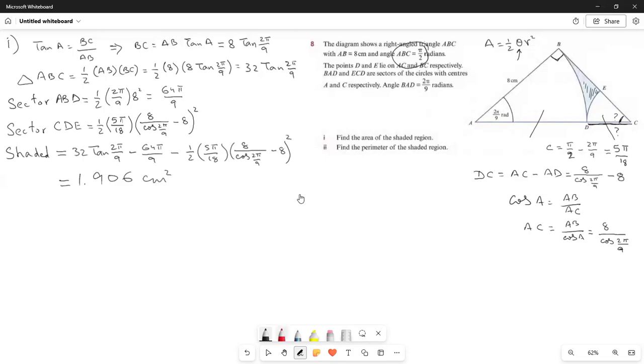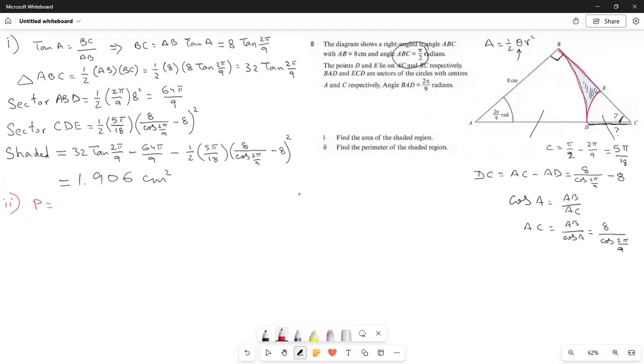Okay, now let me change the color. Okay, part 2, second part. Find the perimeter of the shaded region. Okay, now I need to find the perimeter of the shaded region. So again, it has 3 parts. One arc from B to D, second arc from D to E, and then the straight line from D to B. So this perimeter consists of 3 parts.